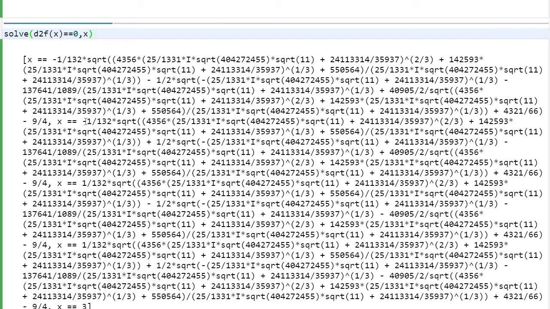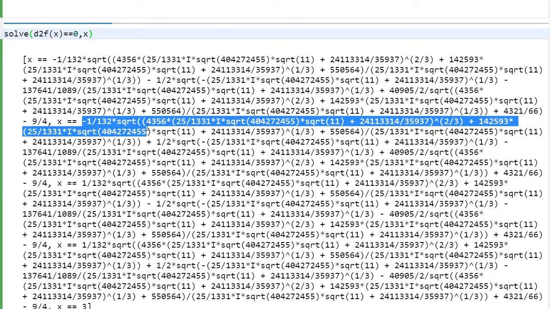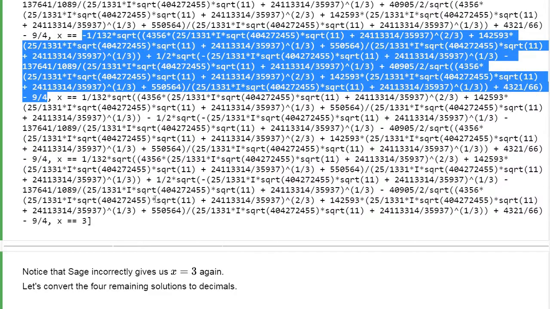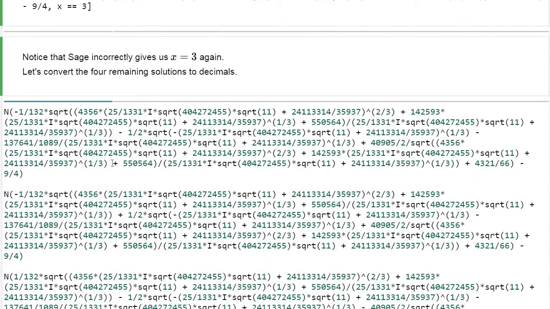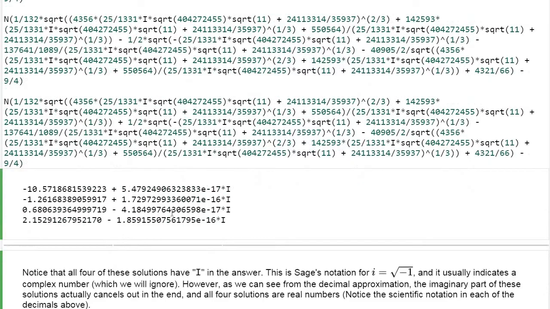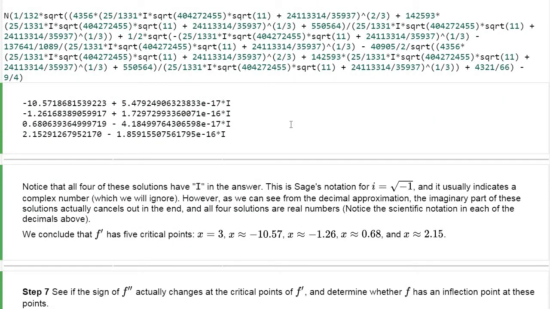Here's the second one. Now, there is a way to, let's see, where does it go? It stops there. There is a way to kind of pick out these solutions individually. I'm not going to worry about that. I'm just going to carefully copy and paste. So here I did. I copied and pasted all those big ugly messes in there. And here's what comes out.